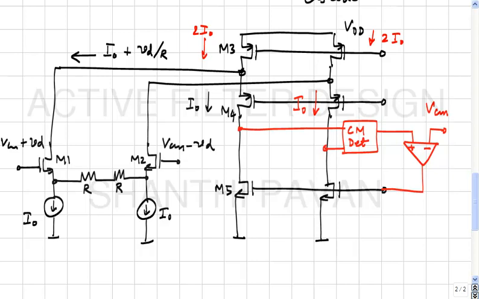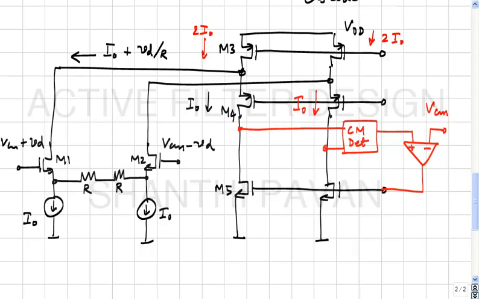Alright. And as far as stability and all this other stuff is concerned, it is exactly the very same discussion that we had earlier. Understand? All right. Of course, if you put down the full transistor schematics for the error amplifier and for the common mode detector, it just becomes a lot more cluttery, and it doesn't add too much intuition. So it's best to leave it like this.